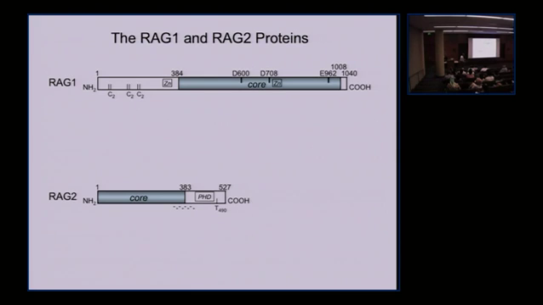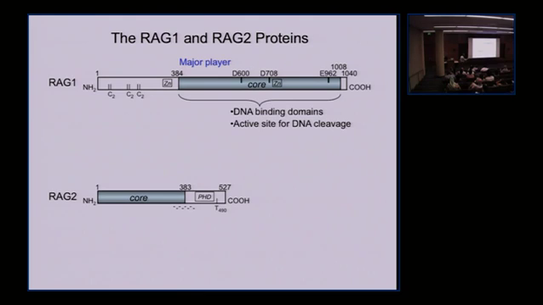So let me give you a little bit of an overview of the RAG proteins. RAG1 is the major player. Each of these proteins has a core region, which is the minimal essential region required for activity, and the RAG1 core sort of does it all. It has the DNA binding domains, it has the active site for DNA cleavage. These acidic residues here are critical for that. And so it seems like it should be able to do everything.